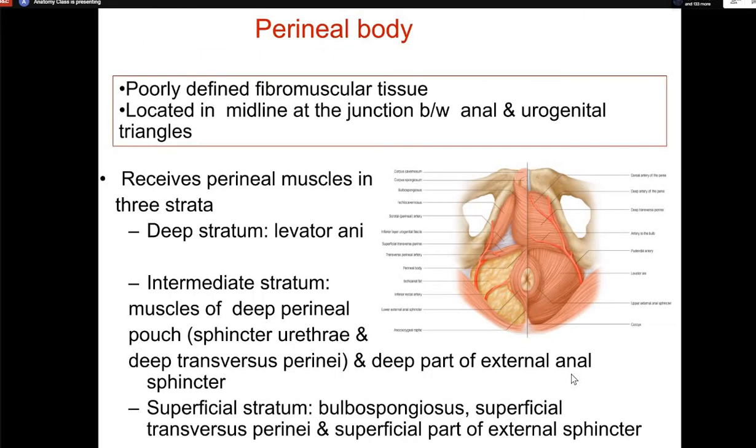Now, the next important thing is the perineal body. Last time there was a question in the exam like perineal body.